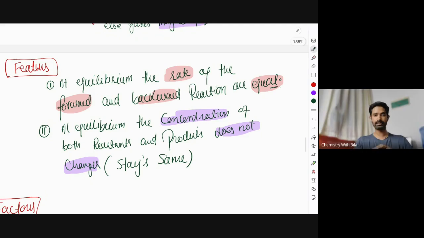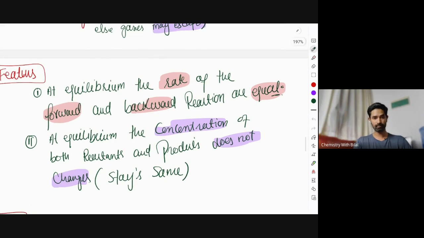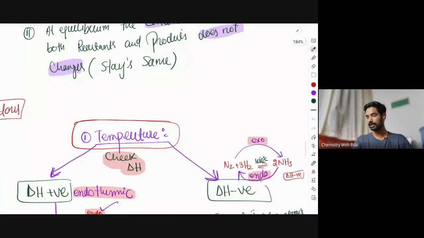So once the system is at equilibrium, there are two features. Number one, as you can see on the screen right now, the rate of the forward and the backward reactions are equal at equilibrium. And number two, at equilibrium, the concentration of the reactant and product does not change, or you can say the concentration of both sides stays the same. These are the two conditions.